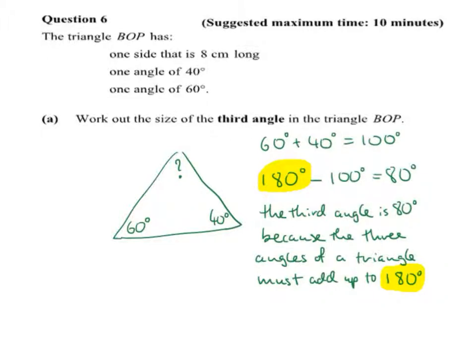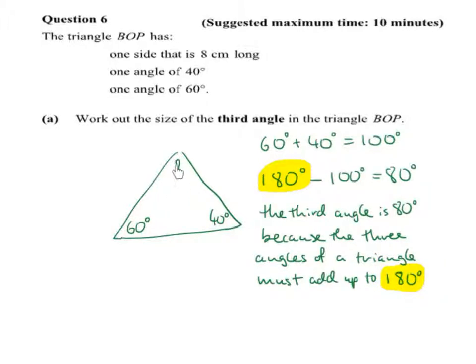Well, we know that the angles in any triangle add up to 180 degrees. That's a rule we have to learn off by heart, and it's not given to us in the formula tables. So if I add these two angles together and take it away from 180, I'll be left with the third angle. So 60 plus 40 gives me 100, and 180 minus 100 gives me 80 degrees. So the third angle is 80 degrees because the three angles of a triangle must add up to 180 degrees.